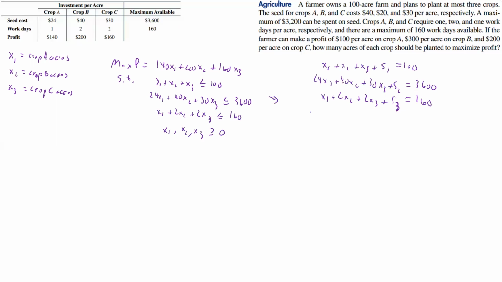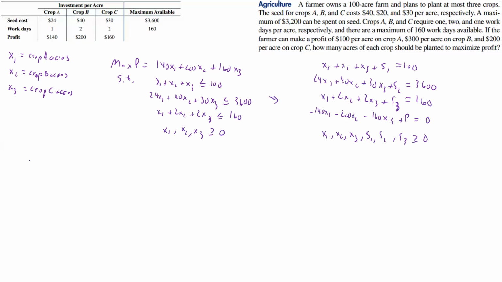So we're going to have minus 140x1 minus 200x2 minus 160x3, plus P, and that's equal to 0. And then we have our stipulations: x1, x2, x3, s1, s2, s3 all have to be greater than or equal to 0. Okay, so now we've set that up, and from this, we can make our initial tableau.